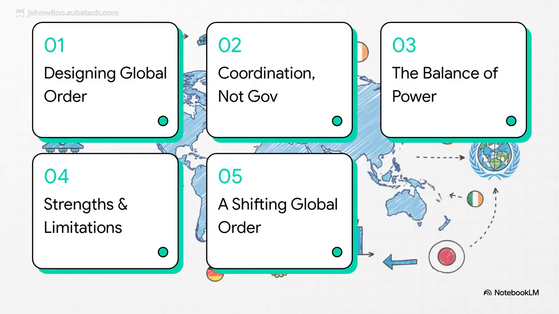Here's how we're going to tackle this. First, we'll look at designing global order. Then we'll get into coordination versus government, shift over to the balance of power, stress test it all in strengths and limitations, and wrap up with a shifting global order. Let's get right into it.